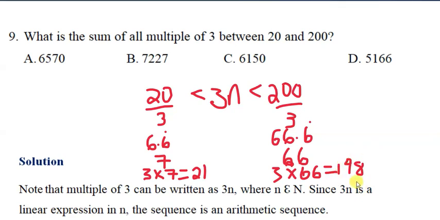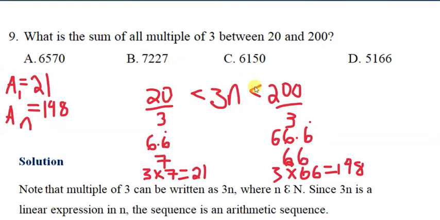Once we get the last term and the first term, then put both here. Our a1, the first term, is going to be 21, and also the last term, the nth term, an, is equal to 198. The point here is why we take a1 and an as if this sequence is an arithmetic sequence.